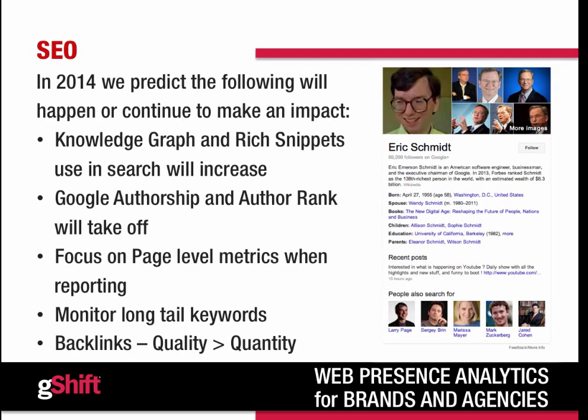So looking ahead to 2014, these are some of the things we predict will continue to happen, or new things that may happen in 2014. Knowledge graph and rich snippets will continue to be used in search, and their use will be increasing. We've already seen in the last year the use of rich snippets has gone down, a decrease of over 25%. Not everybody gets to use them. Only quality sites will get to use rich snippets in their search results.